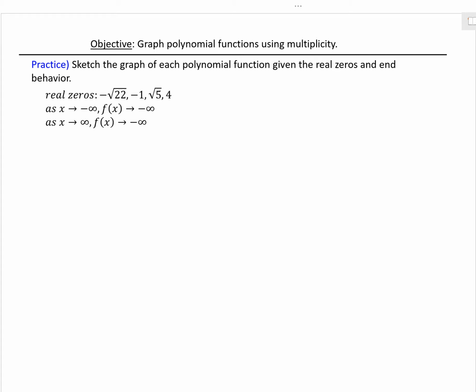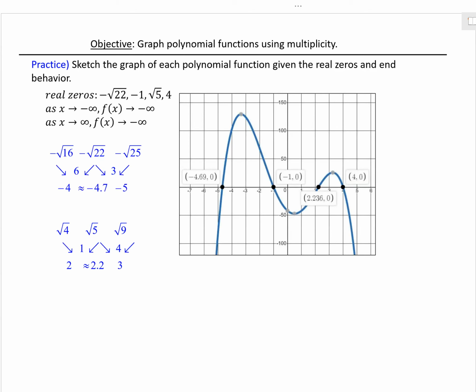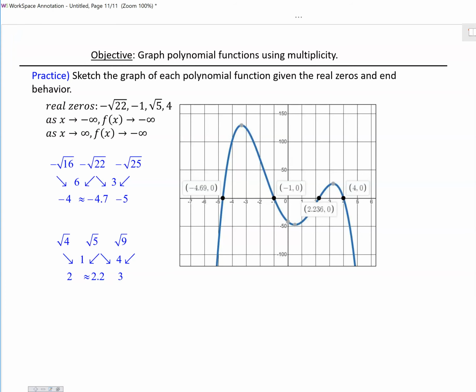All right, let's take a look at our graph. So here, estimating the square root of negative 22, we're looking at it being closer to the square root of negative 25, so closer to negative 5, and that would put it at about negative 4.7. Probably 4.7, 4.8 would be better. And then we don't have any multiplicity here. So our end behavior, both of them go to negative infinity. And so we're looking at it just going right on through them. And then your square root of 5 would be about 2.2. I forgot to mention that one, but all right, let's try another one.